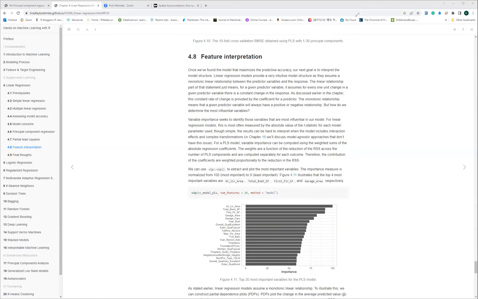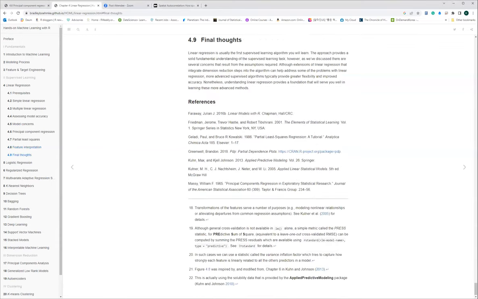Okay. So that's the thing. And then the final thought is just a very simple summary. We covered a lot of things in chapter 4, from the basic principles of linear regression to how we can test and get the best model, and what kinds of issues we have to keep in mind to validate our model, like assumptions, and how we can test them.